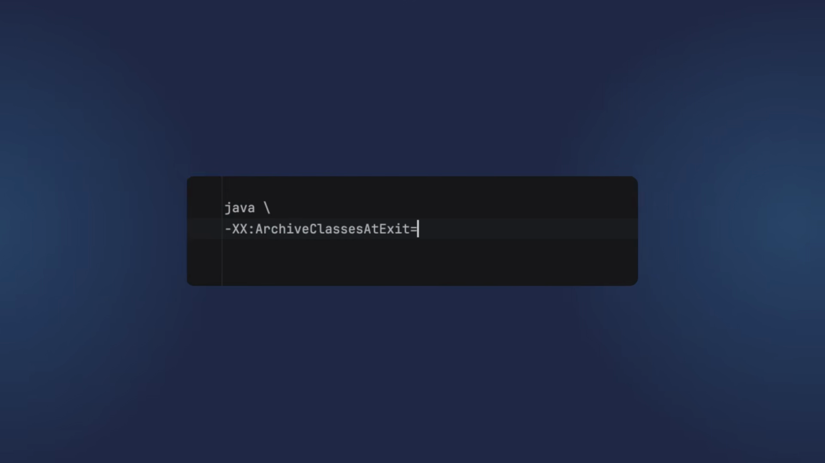First, you need to start the jar file with the archive classes at exit option. When you stop the application, the archive will be created. And then you start this jar file again, but with the shared archive option that points to the created archive.